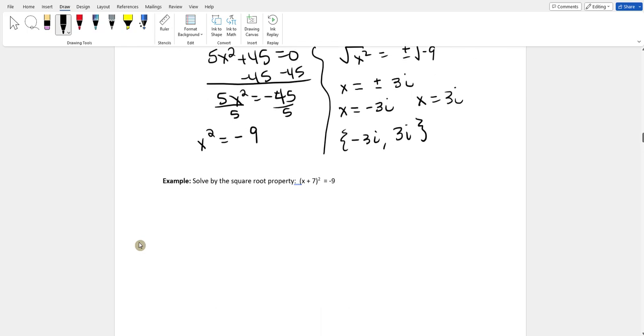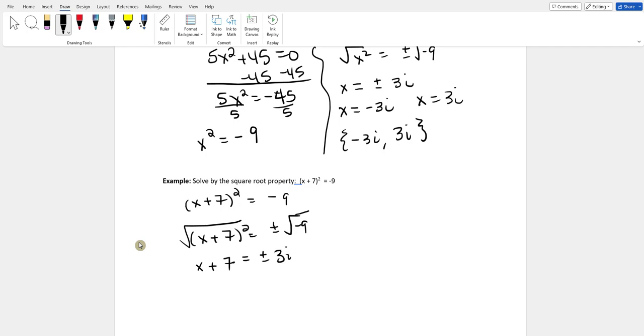Let's look at another one. We have x plus 7 squared is equal to negative 9. I want to get x by itself, so I need to take the square root of both sides to pull that x out. So this ends up being x plus 7. And we already calculated the square root of negative 9 in the previous problem. We get plus or negative 3i.